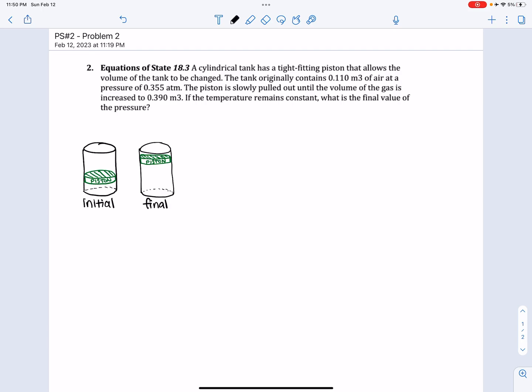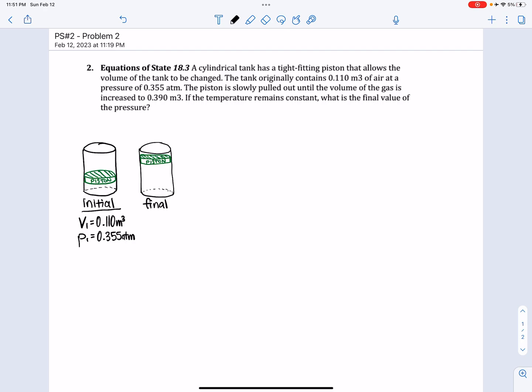So these two drawings are what the problem looks like. Initially, we have a cylindrical tank with a piston, right here. And we were given the initial values for the volume. So initially, V1 is equal to 0.110 cubic meters. And pressure, P1, is equal to 0.355 atm.